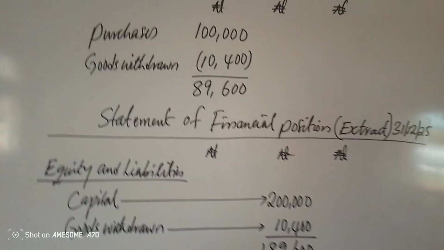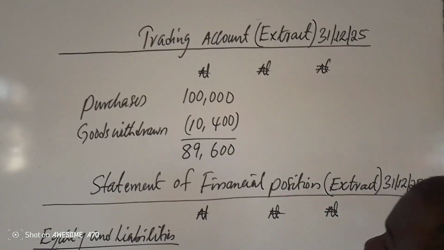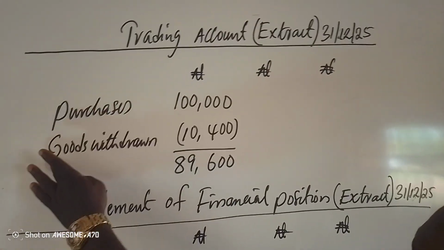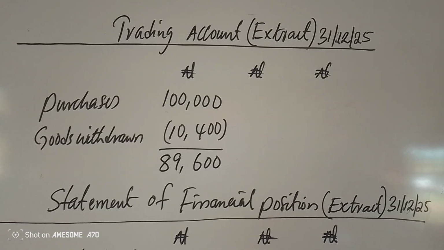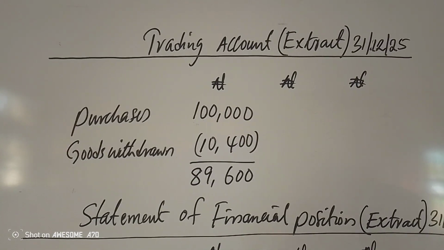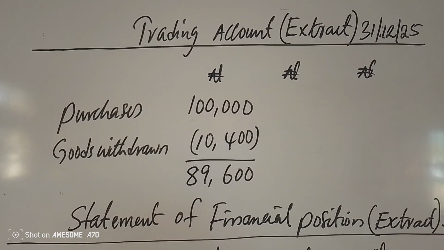Under the financial statement of a sole trader, goods withdrawn for personal use are just like normal drawings. So they are deducted from purchases. As I said earlier, if goods are withdrawn by the owner for private use, they definitely reduce the value of purchases in the accounting period.